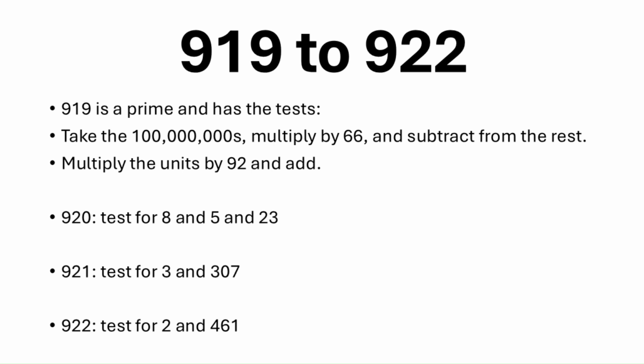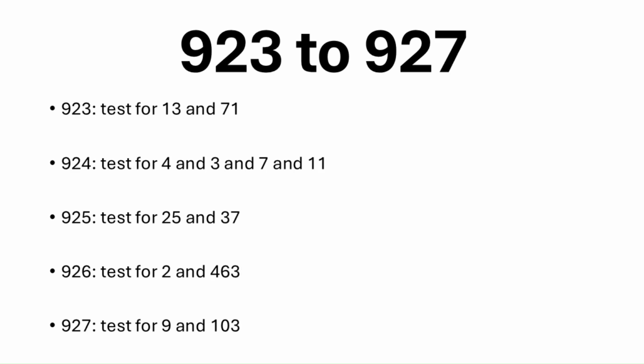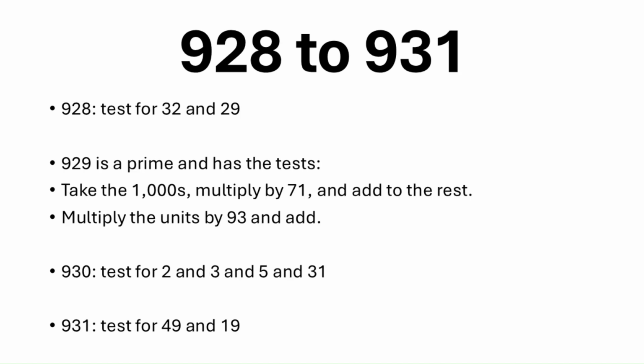920, test for 8 and 5 and 23. 921, test for 3 and 307. 922, test for 2 and 461. 923, test for 13 and 71. 924, test for 4 and 3 and 7 and 11. 925, test for 25 and 37. 926, test for 2 and 463. 927, test for 9 and 103. 928, test for 32 and 29. 929 is a prime and has the tests.